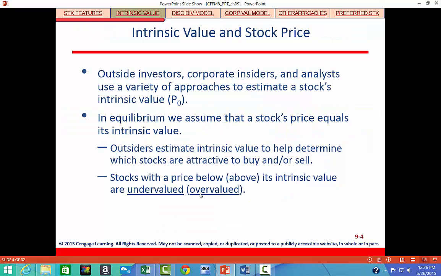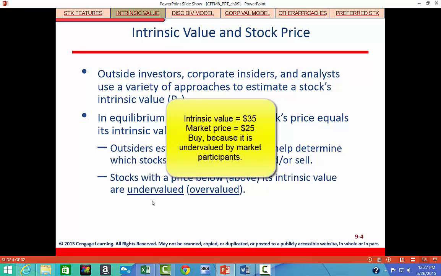And so, a stock with a price below its intrinsic value is considered undervalued. So if I calculate that ExxonMobil should be worth $35, but in the market it's selling for $25, then I know that's a good buy and it's undervalued. I should buy it now and then wait for it to rise up to its $35 intrinsic value, the value that it should be worth.